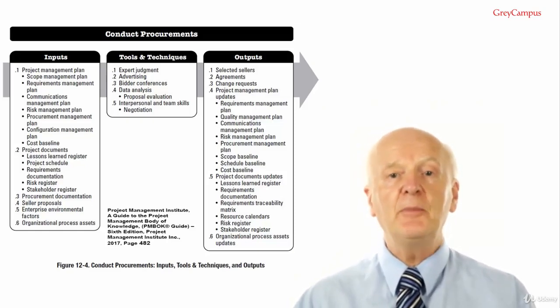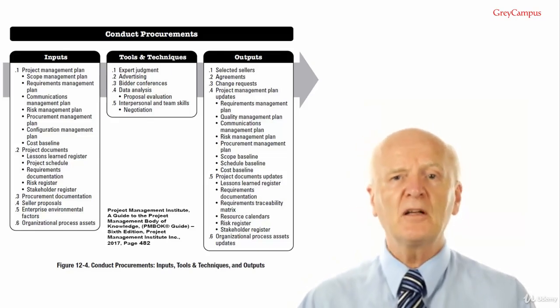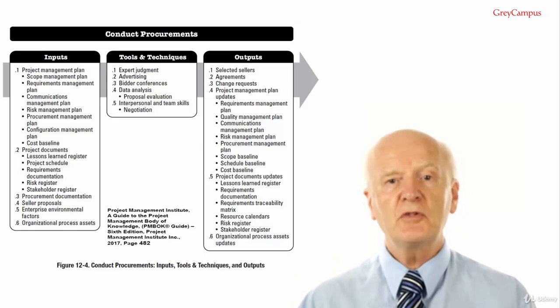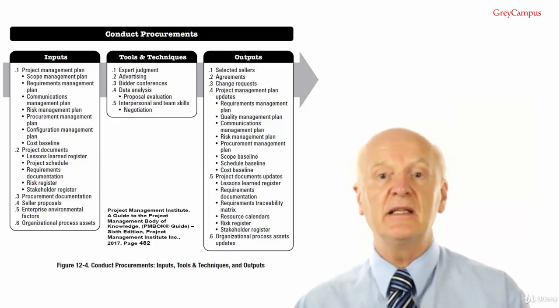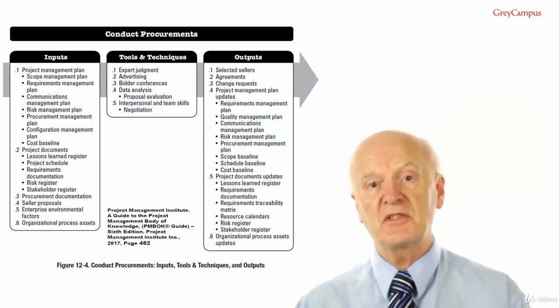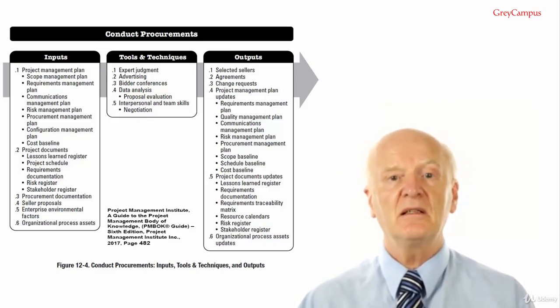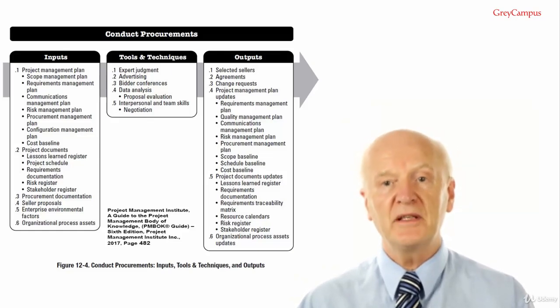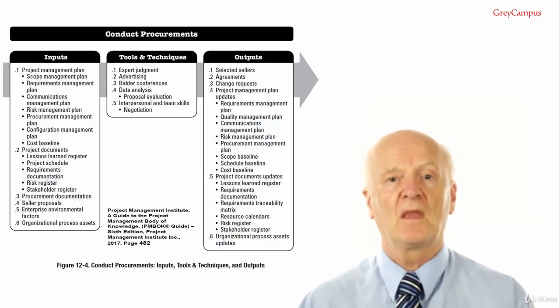So, output number 2, agreements. Please note this for the exam. A contract is a mutually binding agreement that obligates the seller to provide the specified products, services or results, obligates the buyer to compensate the seller, and represents a legal relationship that is subject to remedy in the courts, and that comes up often in the examination.